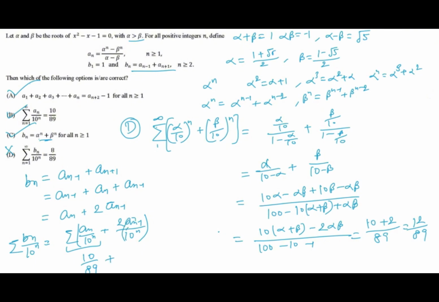And this value is always greater than 0. Therefore we can say that this series bn upon 10 to the power n will be greater than 10 over 89, and based on this we can reject option D.